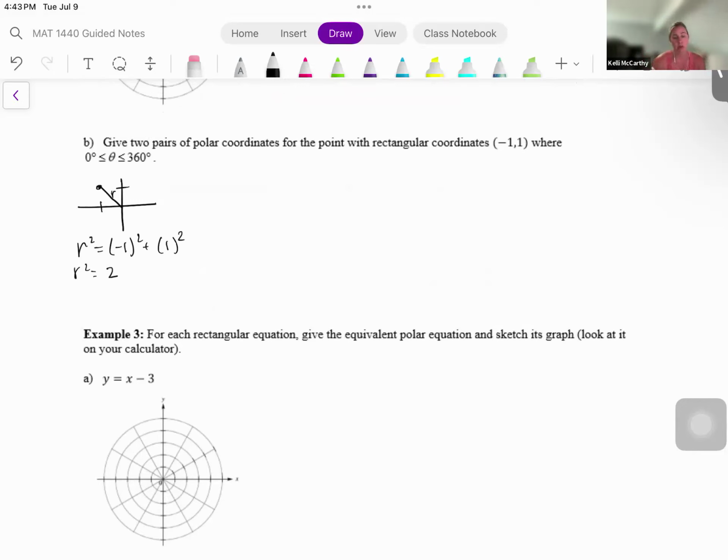r squared is equal to negative 1 squared plus 1 squared. We're just using the Pythagorean theorem here. r squared is equal to 2, and r is equal to the square root of 2. Now, because the legs are the same length, we can derive that the reference angle for this point negative 1, 1 is 45 degrees, which means that the measure of our angle starting at our positive x-axis is going to be 180 minus 45, or 135 degrees. So one point is going to be the square root of 2, 135 degrees.